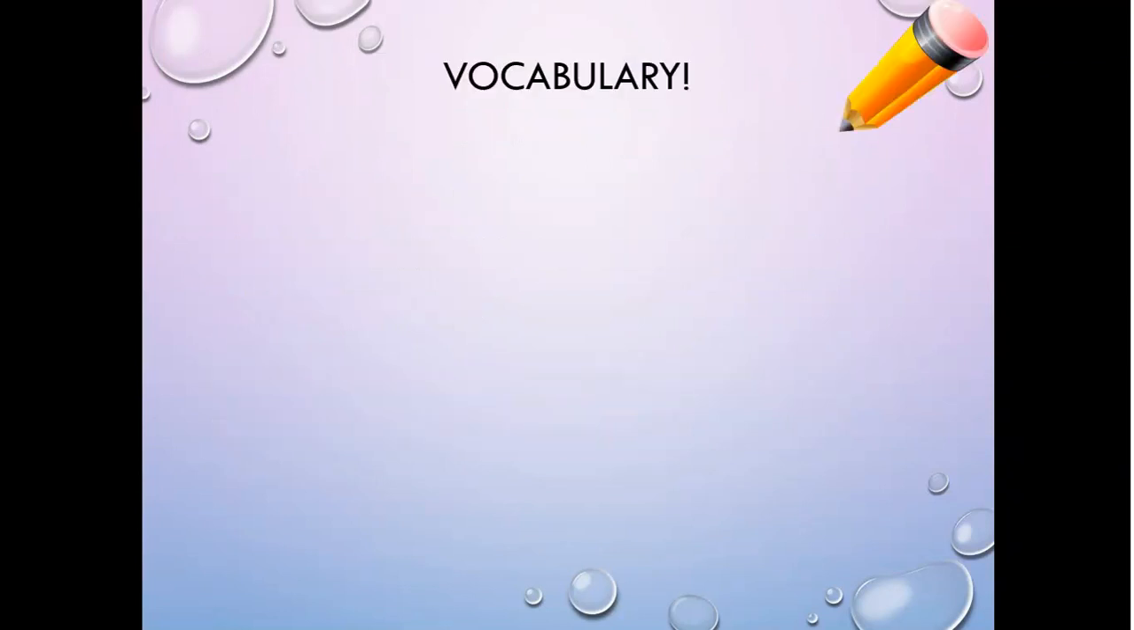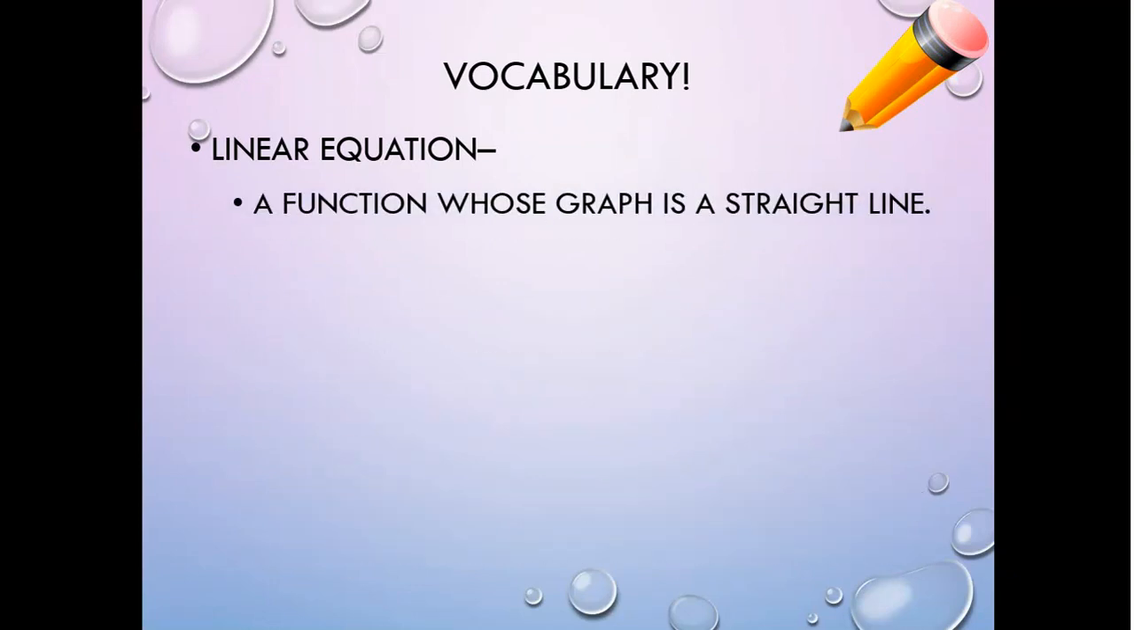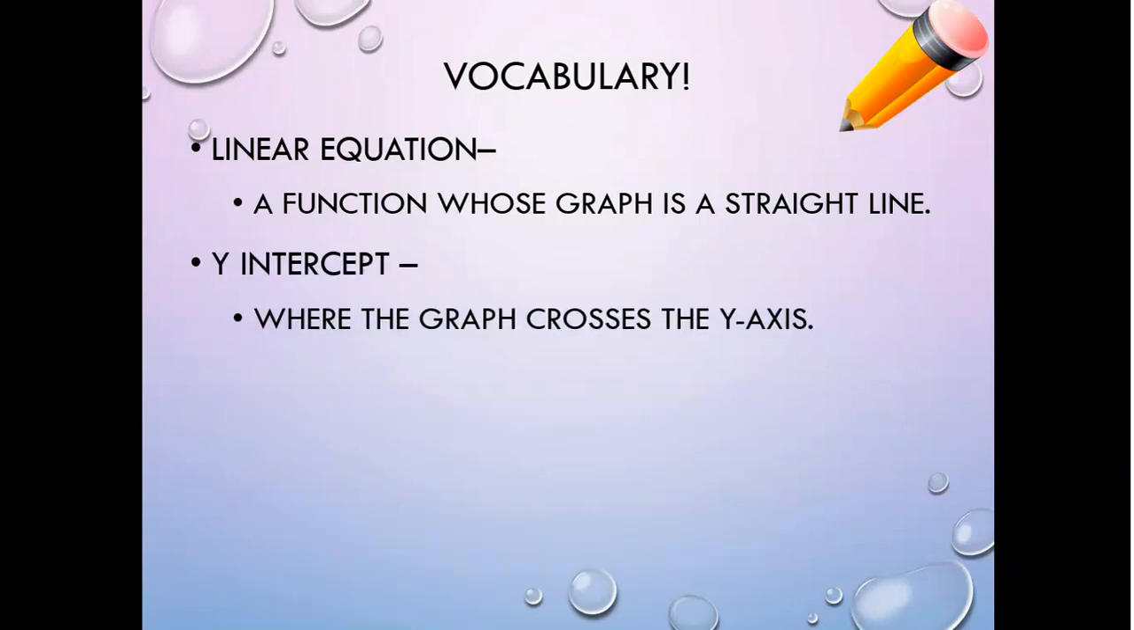Some vocab that we need to learn today. Basically, what's a linear equation? We've talked about this before. A linear equation is a function whose graph is a straight line. A y-intercept, you've probably heard the term. Y-intercept is where the graph crosses the y-axis. So if you think of our coordinate plane here, and I have a graph that goes like this, right here would be where my y-intercept is, okay?